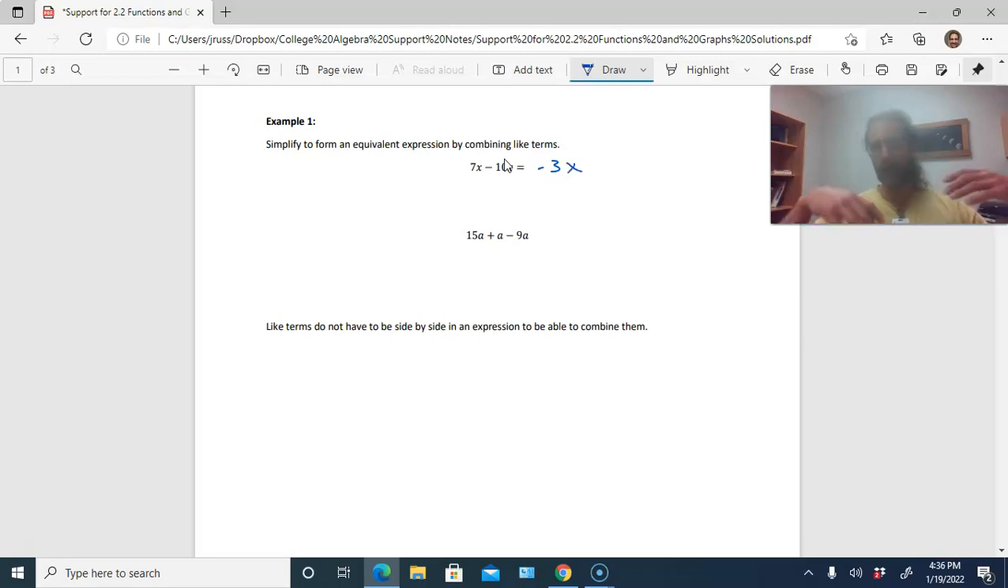This is sort of like adding apples and oranges. You can't add apples and oranges because they're 2 different types of fruit, so they're sort of like unlike terms. But if you have a whole bunch of the same type of fruit, say 2 apples here and then 7 apples over there, you can add those. You can say 2 plus 7 is 9, so you have a total of 9 apples. And so just like here, 7x minus 10x gives us negative 3x.